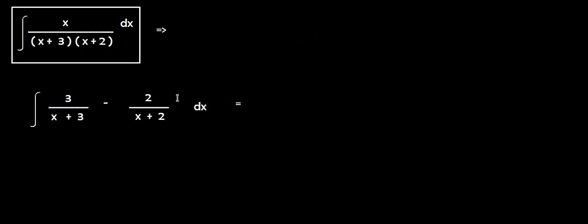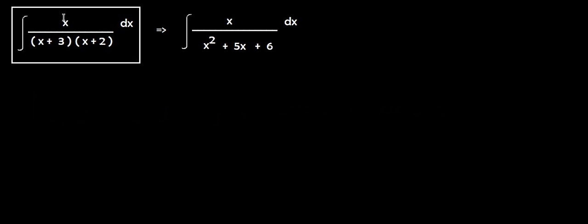So the answer to this problem is, okay, now this is the final answer. This was the easy way of solving such problems. Let's go through another method of solving such problems, which is the completing the square method in the denominator. You can write the main equation as x by x squared plus 5x plus 6.